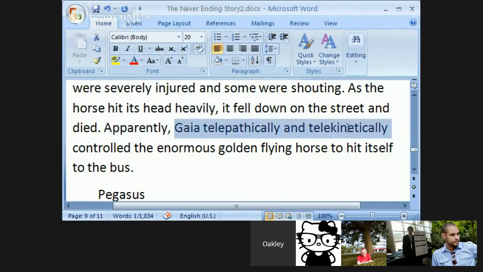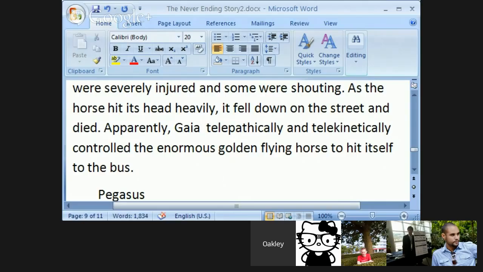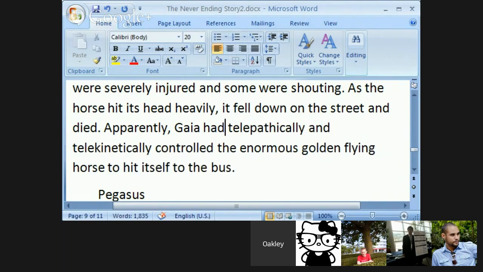All right. Apparently, Gaia telepathically. And again with the this happened before, right? So this idea had happened before they crashed into the street and the screaming and dead horse and all that. So again, I would urge you to use the past perfect. Apparently, before the action, Gaia had telepathically and telekinetically controlled, you understand that, the enormous golden flying horse. Good word. To control it, to hit. Yeah, I guess that's okay.